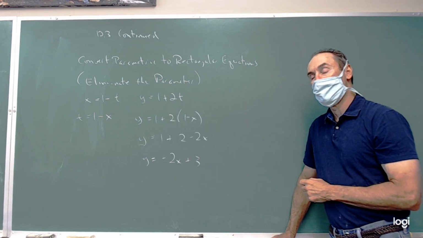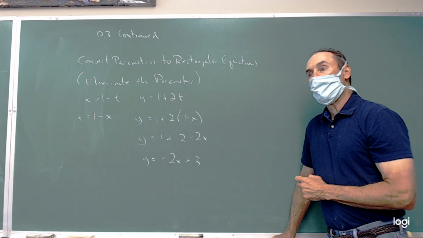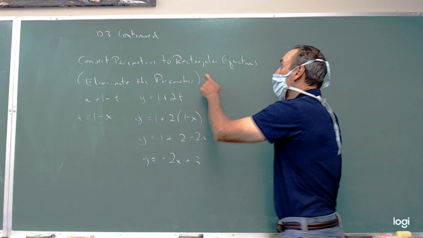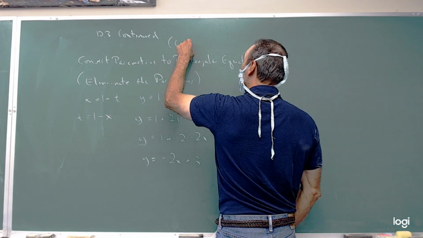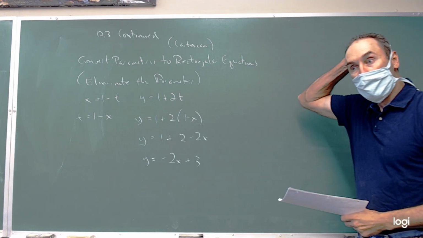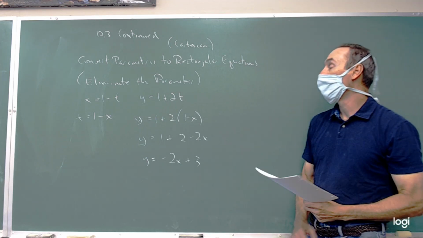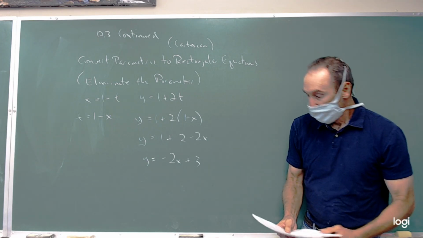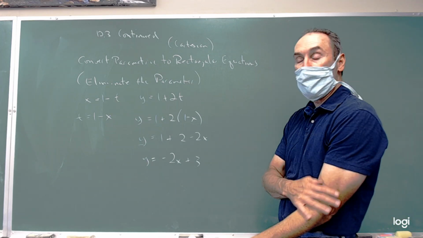Question? Is this the same as when it says find the Cartesian? Yeah. So rectangular is the same. That's a synonym for Cartesian equation or Cartesian coordinates. Those are two different words for the same thing. Okay. Now that's one version of eliminating the parameter.